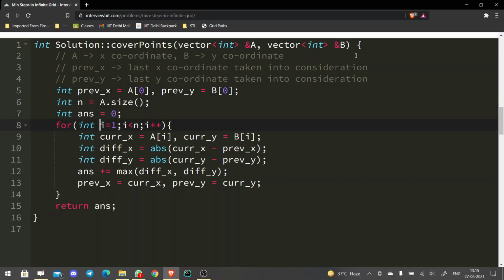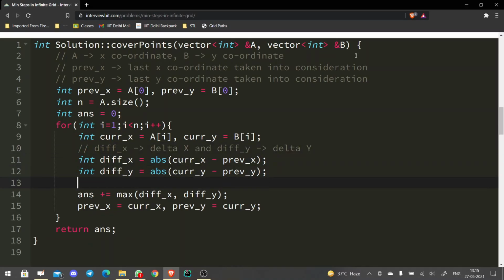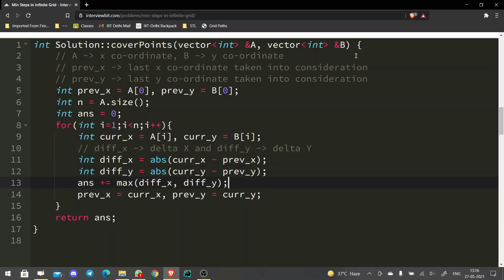So now I start traversing from 1 to n, and I am not considering 0 here because 0 was considered to be the previous x and y coordinate. You will get to know why I did so. So now I considered the current x and y coordinate to be the ith value of the array, and I find the difference between the x and the y coordinate. This diff x and diff y is the same as the delta x and delta y, which we have just discussed in the solution, and our answer would just be the maximum of delta x and delta y, which we just discussed, and we just keep summing up these to get our final minimum number of steps.